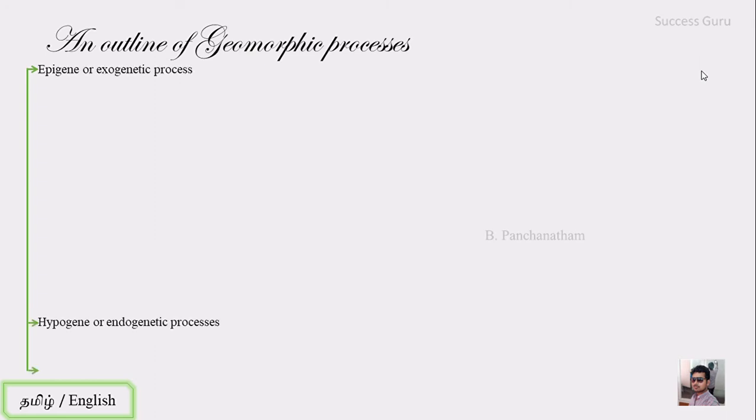The very first thing, geomorphic processes have been classified into three main categories. The first one is the epigene or exogenetic process. Whatever is happening on the surface of the earth comes under this heading. Exo simply means above the earth's surface. The next one is the hypogene or endogenetic process, and these are the processes that take place below the surface of the earth. There are a few processes that you will see in the forthcoming headings.